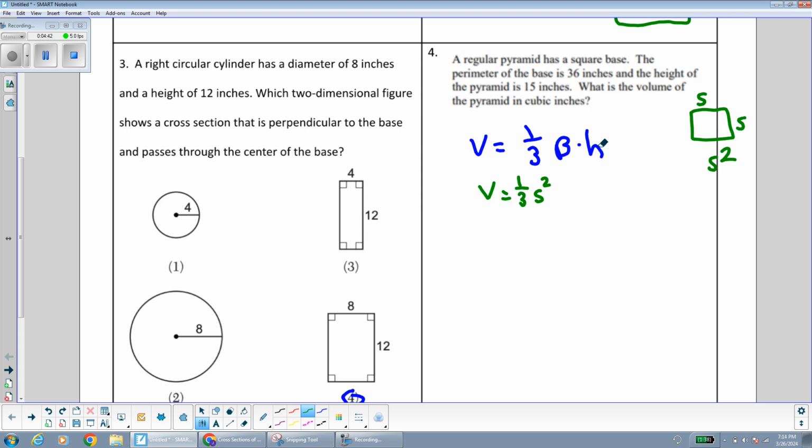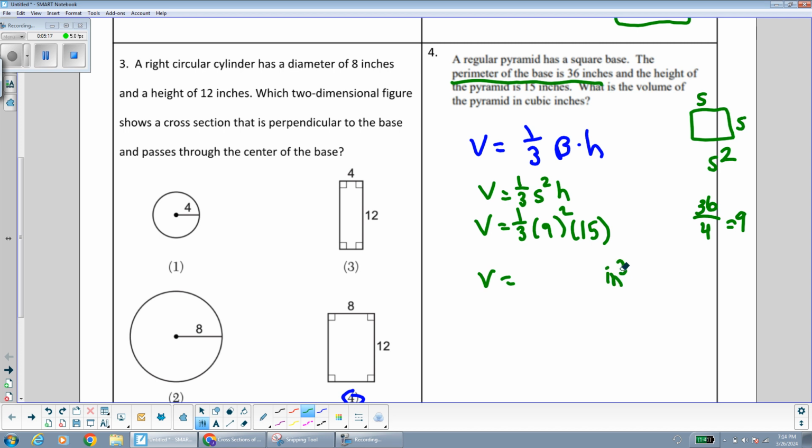Actually, they tell us that the perimeter of the base is 36. So if the perimeter of the base is 36 and there are 4 sides, that means each of the sides has a length of 9. Instead of writing s squared, I can actually substitute in what the side is. And the height is 15. This was all in inches. So our volume is going to be in cubic inches.